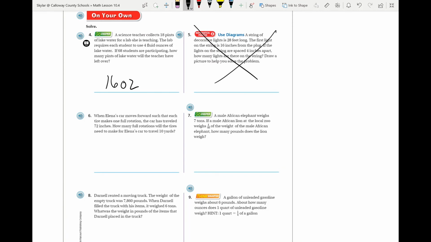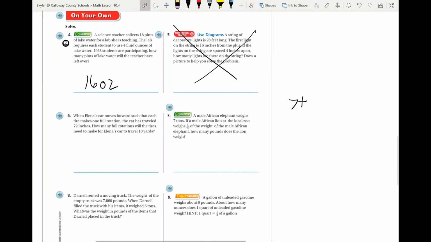A male African elephant weighs 7 tons. If a male African lion at the local zoo weighs about 1/40th of that weight, how many pounds does the lion weigh? Well, first, if we're trying to find out pounds, let's go ahead and turn these 7 tons into pounds. So 7 tons times 2,000 will give you pounds, and that is 14,000 pounds.